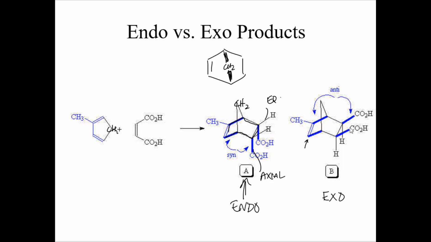So if the two groups are anti, in terms of this plane right here, if they are opposite, that is called the exo product. And if we think about this square being a plane, if they are cis or syn, cis and anti and trans are just different ways to describe the same phenomenon. Now I won't get into technical details at this point. If those two groups are then syn to where the group of the double bond is, then that's endo and exo.